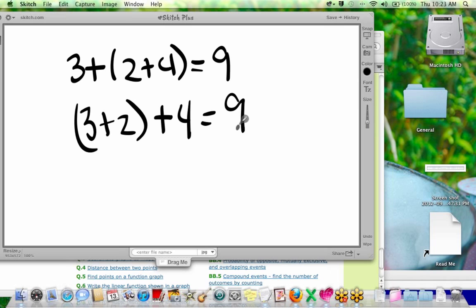Okay. All the associative property is telling you is in addition, you can put your parentheses around any two numbers and do that problem first, and it's still going to give you the same results. When you see parentheses, guys, that is a clue that you are supposed to do that problem first. So 2 plus 4, of course, is 6. 3 plus 6 equals 9. Here's my parentheses. I have to start here. 3 plus 2, 5 plus 4, same answer is 9.